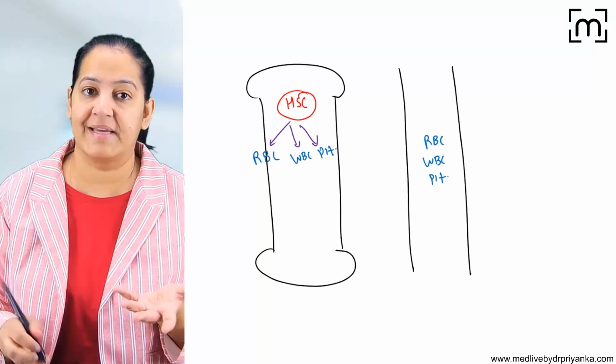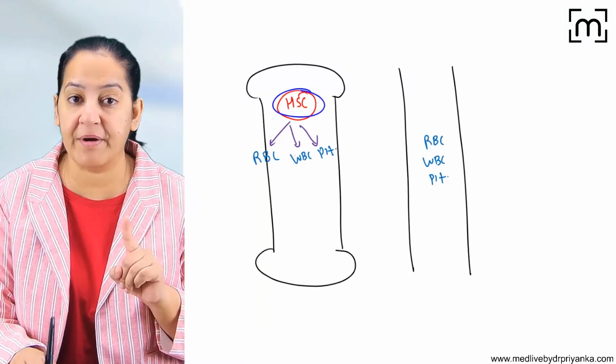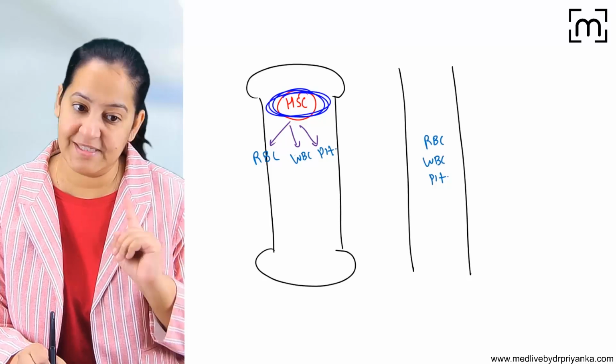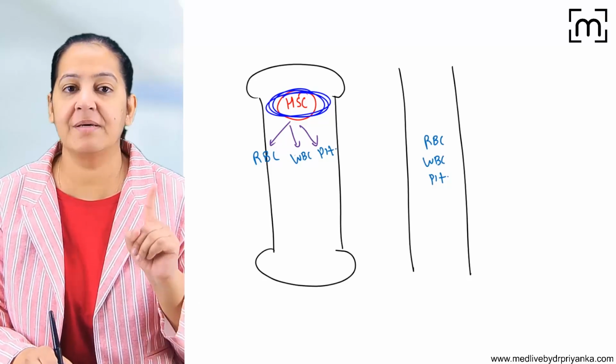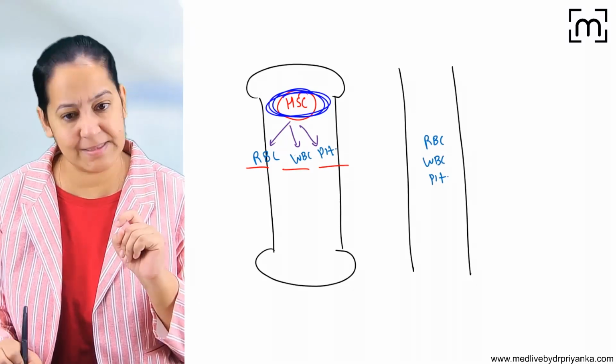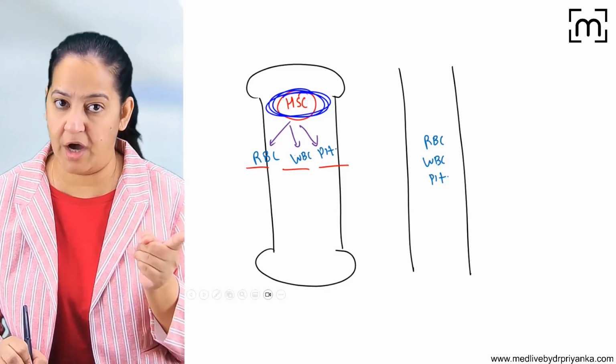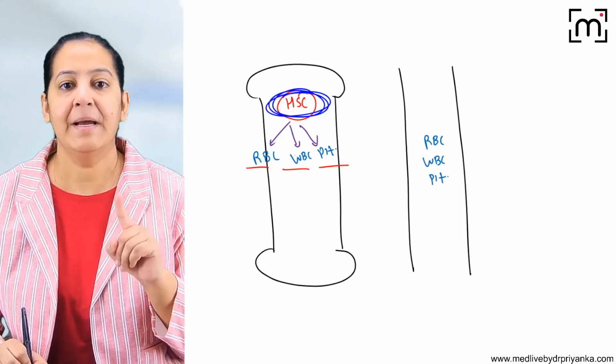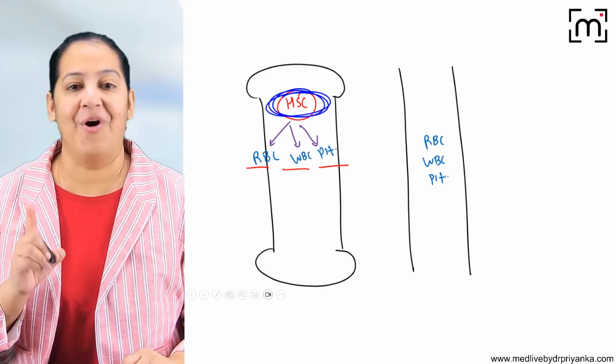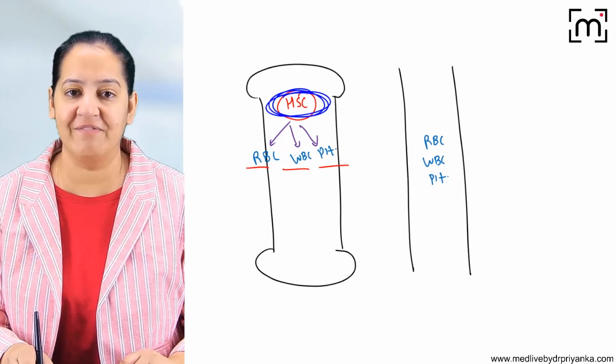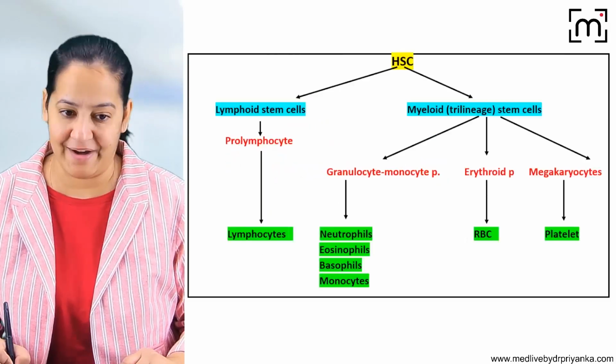Now where do they all synthesize? They all are synthesized in the bone marrow. The precursor cell which gives rise to them is the hematopoietic stem cell. Hematopoietic stem cell gives rise to RBC as well as WBC as well as platelet. So the precursor of all the cells is the hematopoietic stem cell. Once these cells are formed, they come into the peripheral blood.